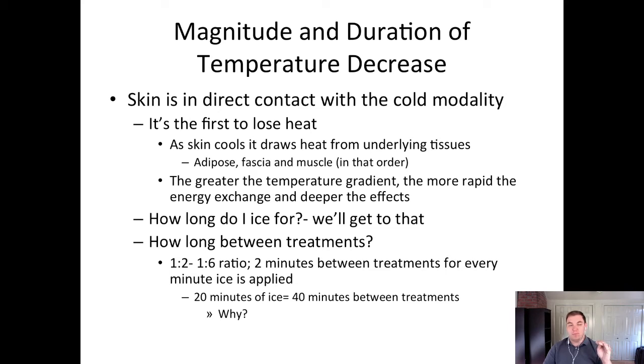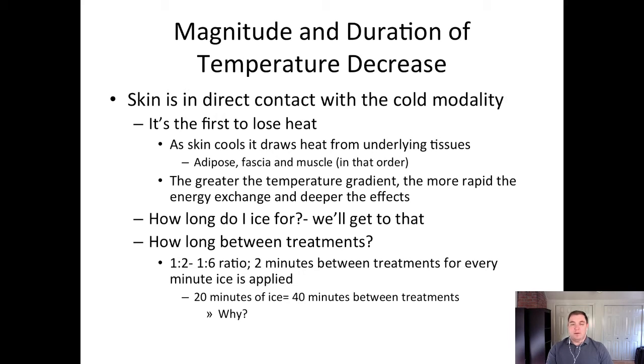Why does it go in that order? Well, if you think of the skin, right below your skin, you have fat, and then you have the layer of covering of the muscle, which is the fascia, and then you have your muscle. The greater the temperature gradient or difference, the more rapid the energy exchange and the deeper the effects.